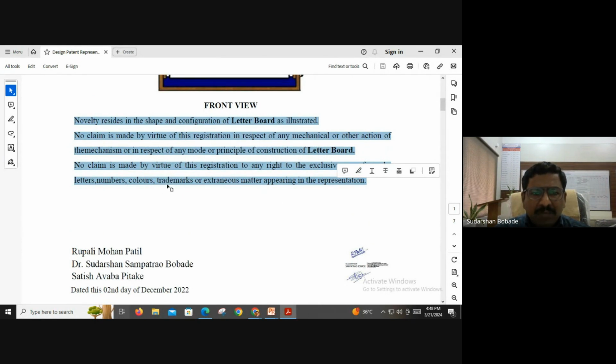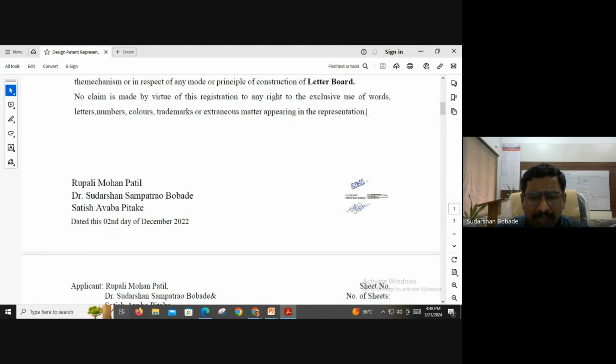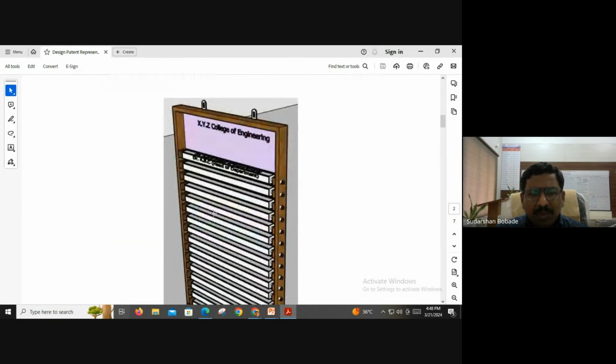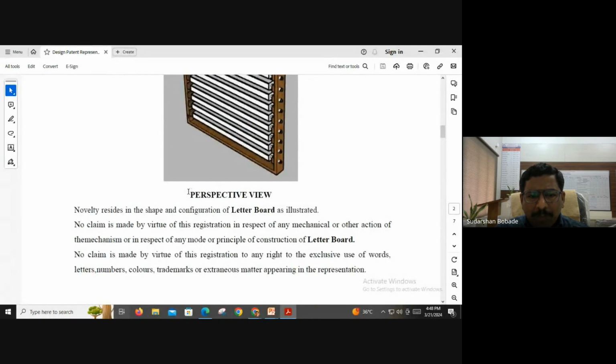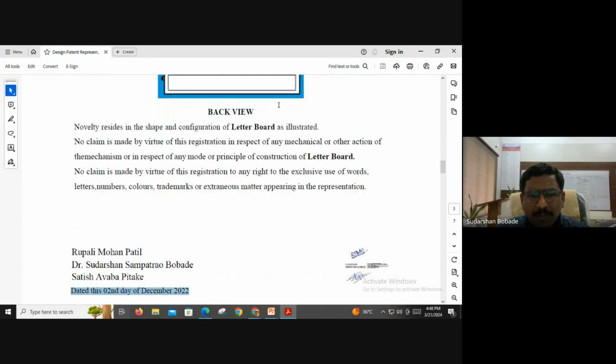Only the description is required on this particular page. Then the names of the applicant along with the signature. If any applicant has a DSC, then you can go for the same. Then dated this second day of December 2022. You can mention the date in any format. Now in the second page, I have mentioned the perspective view. In the third page, I have mentioned the back view.